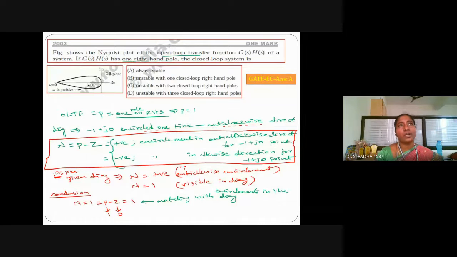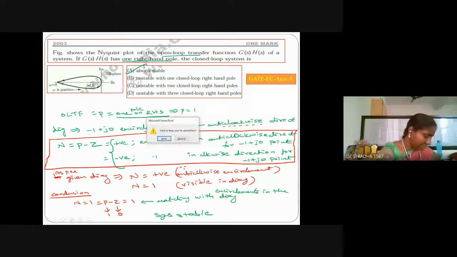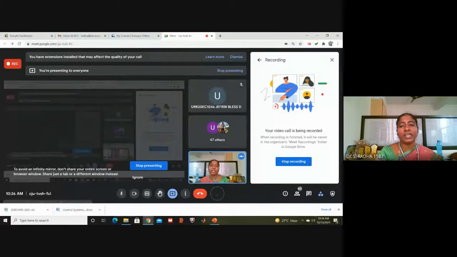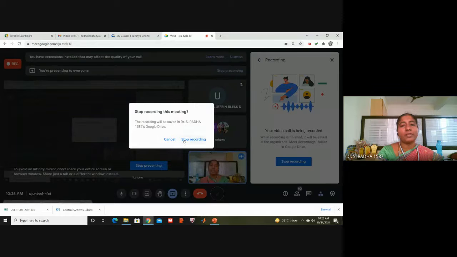So finally we can conclude the system is stable. If they are matching, the system is stable. Option A is the correct answer. In such problems, we only have to calculate the N value separately, and the Z value and P value. Then we check whether the diagram and the calculation are matching or not. Based on that, we can tell whether the system is stable or unstable.